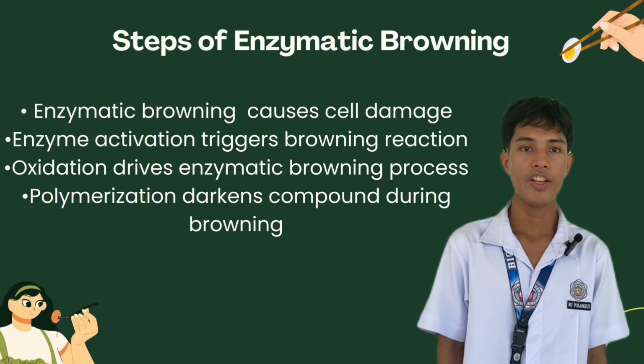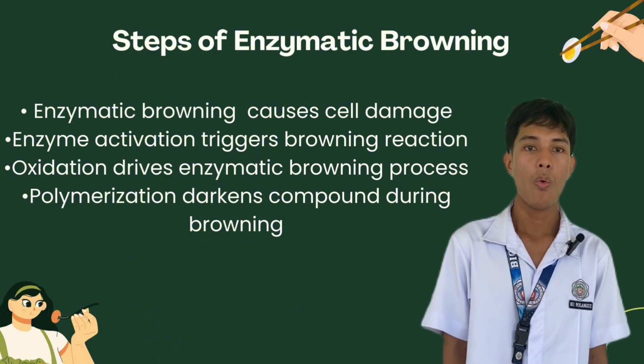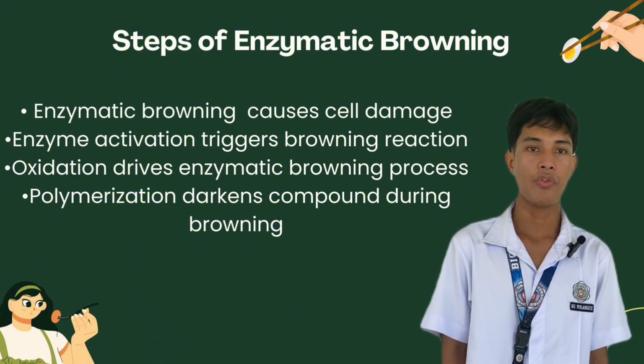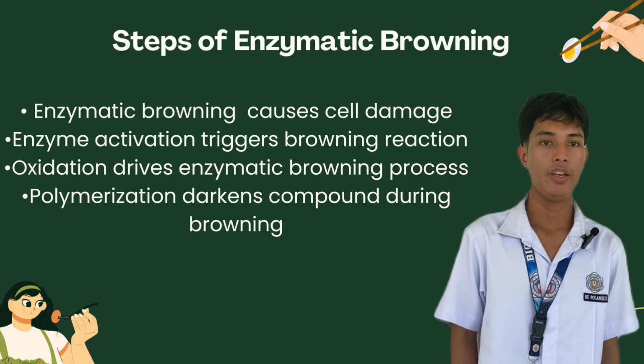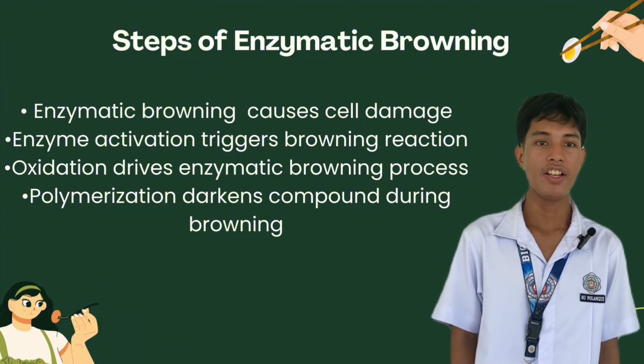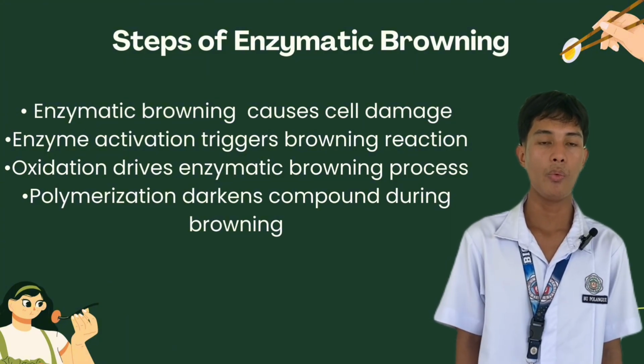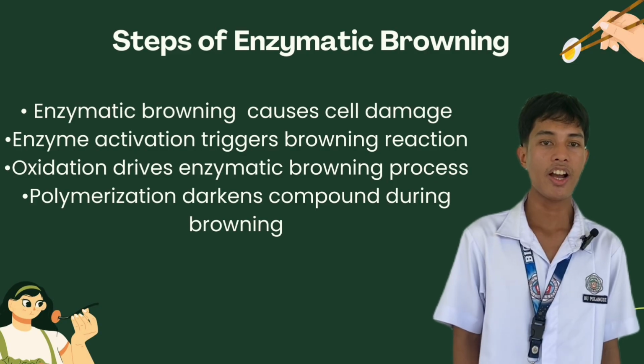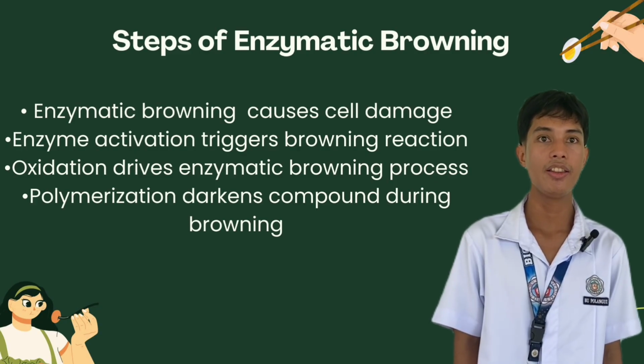The second step is enzyme activation. One of the key enzymes involved is polyphenol oxidase, or PPO. So what is PPO? PPO is normally kept separate from other compounds within the cell, but when the cell is damaged, it comes into contact with oxygen. This starts the cascade of reactions leading to browning.